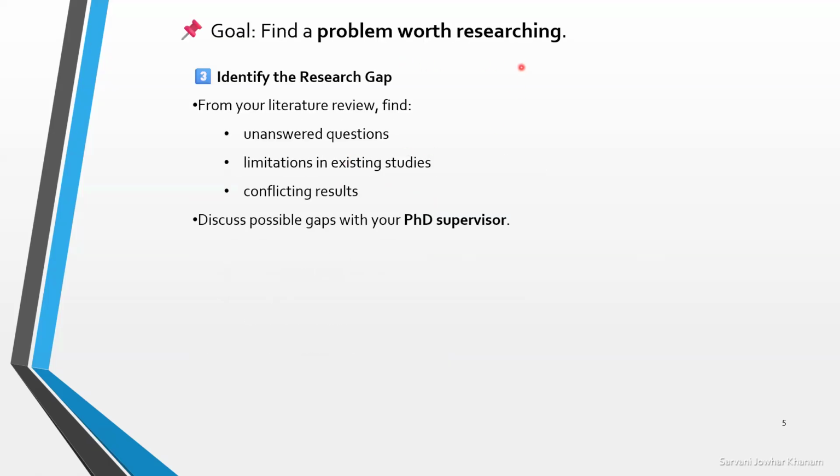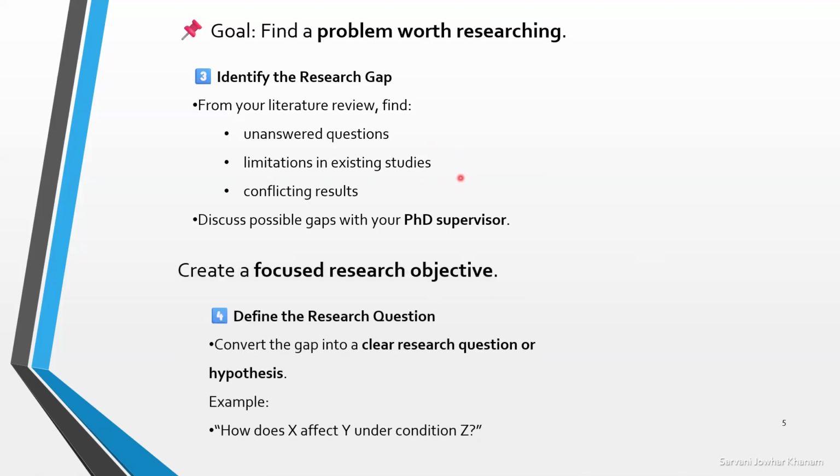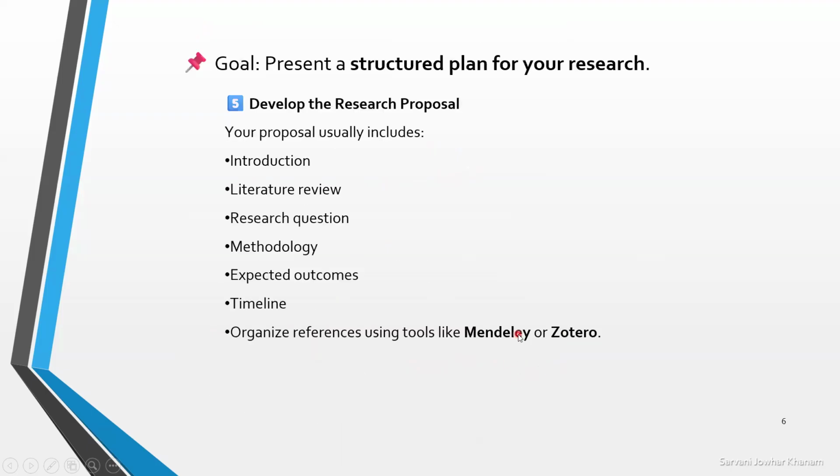Finding the problem is the main important key point. Identify the research gap from your literature review, understand the questions and the limitations in existing studies, and conflicting results. Discuss the possible gaps with your supervisor, and then create the focused research objective, define the research question, and convert the gap into a clear research question or hypothesis.